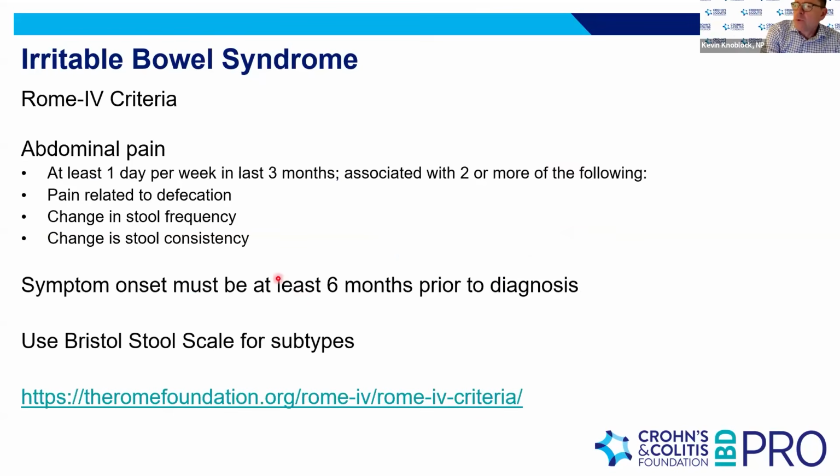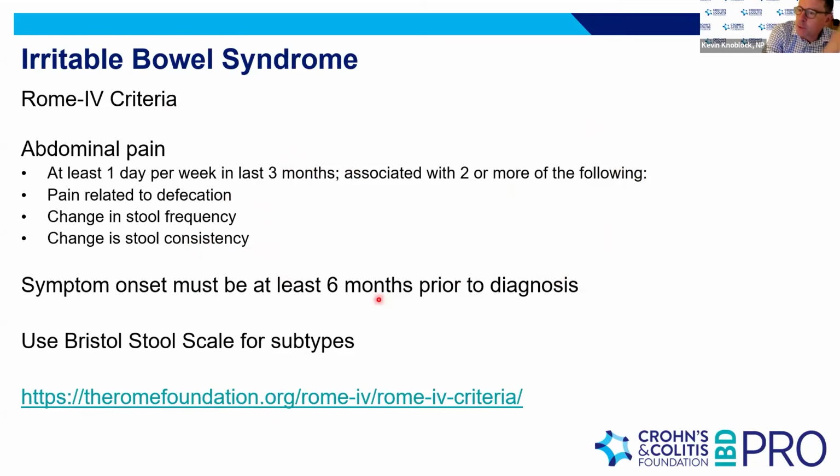Okay. Again, I won't spend a ton of time on all of this. There's like very specific Rome 4 criteria for looking at IBS, and like the abdominal pain component. It's got to be at least 1 day a week for 3 months, within the last 3 months, associated with two or more of the following: pain related to defecations, change in frequency, and change in the consistency. And the symptoms really need to be going on 6 months prior to diagnosis. Does everyone probably follow this to the letter of the law? Probably not. We've ruled lots of other things out by the time we've done that. Maybe it is close to 6 months.